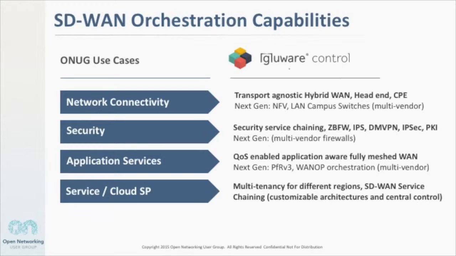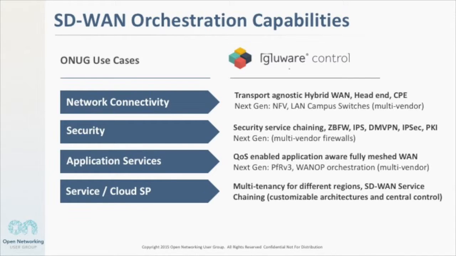So what is in practice? We just want to be very upfront in terms of what is deployed and what's next gen. The 4 ONU use cases: network connectivity, security, application services, and also a service provider, a cloud service provider aspect, is in play in production. First of all, from a network connectivity standpoint, it is Cisco IWAN, so hybrid WAN, head ends, CPs, all of those that I listed off.